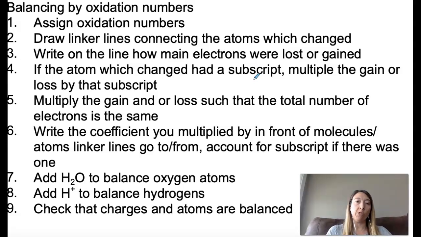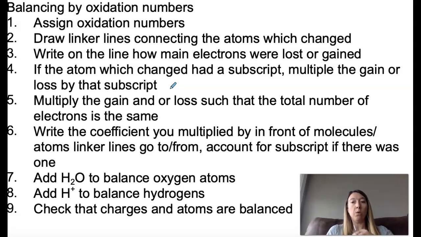And the reason you have to do that is when we assign our oxidation numbers, they are for a single atom. But if we have like a Cl2, we can't have half of the Cl2 react. Either we have a whole Cl2, we have 2 Cl2s, we have 3 Cl2s, right? We can't have an individual Cl. That's just not possible. So if you don't have a subscript, you don't need to multiply by anything. But if you have a subscript, you must multiply by that subscript.